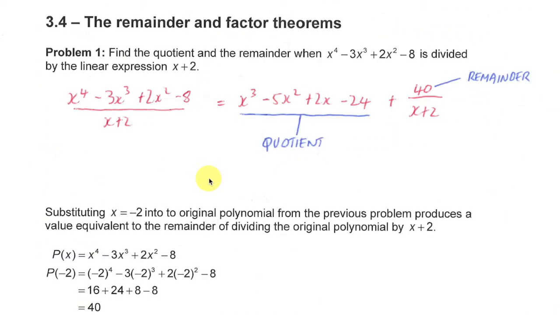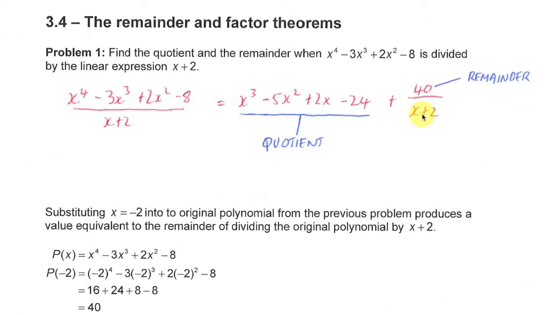Looking at the remainder and factor theorems. Our first problem: find the quotient and the remainder when this quartic is divided by the linear expression x plus 2. If I do that on my CAS calculator, I'll get the quotient here, the remainder, and that divisor.